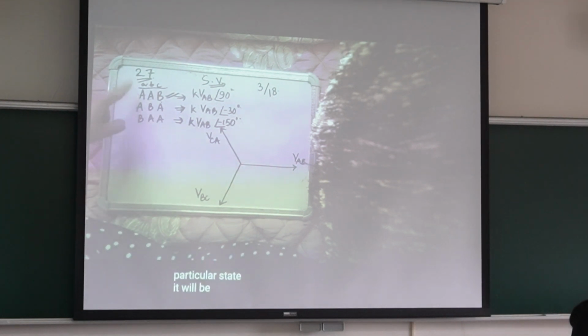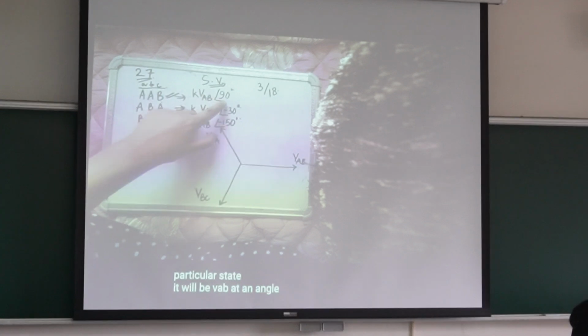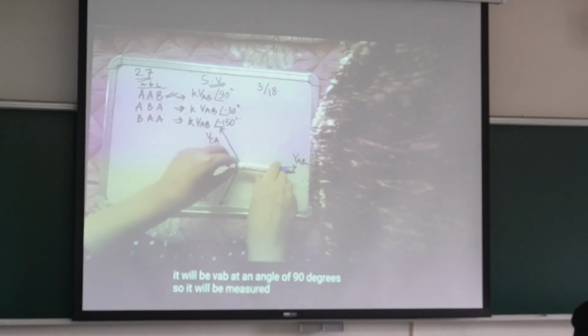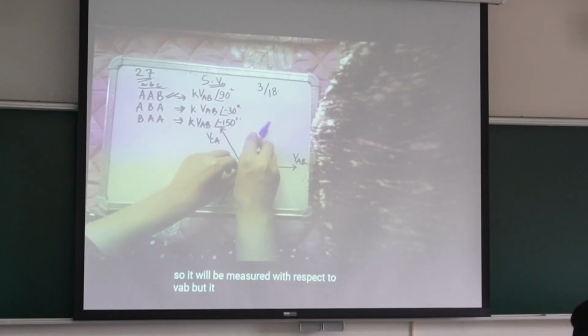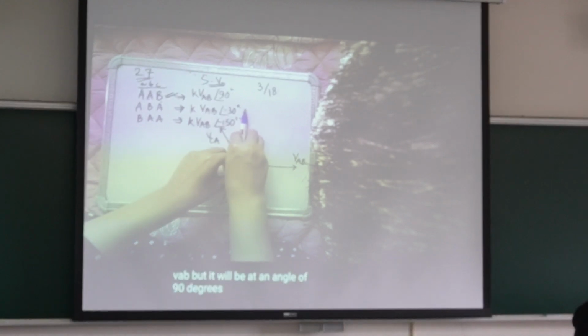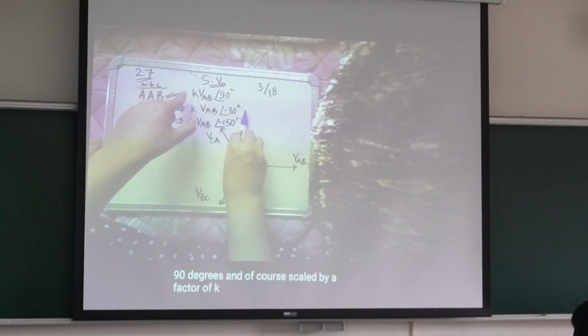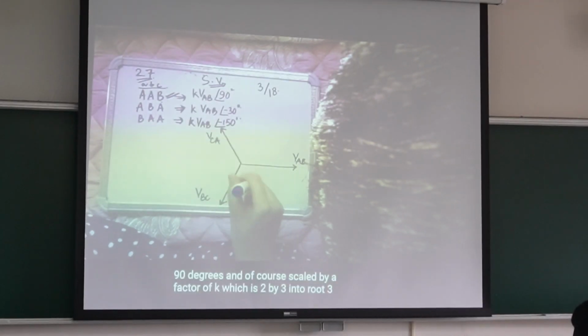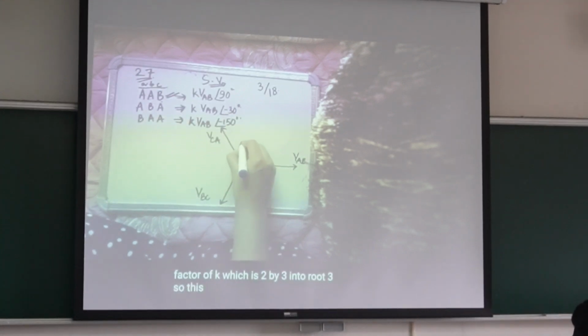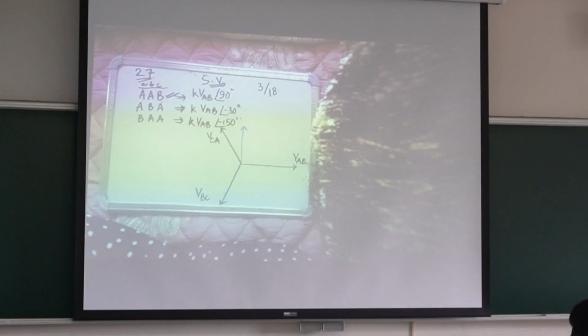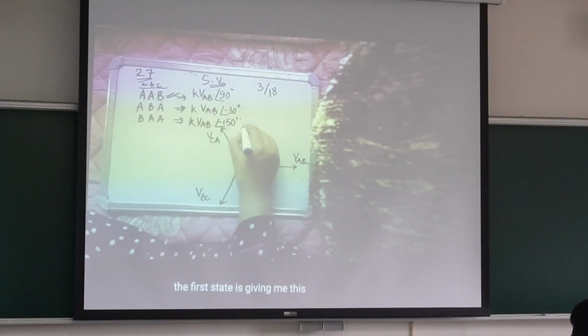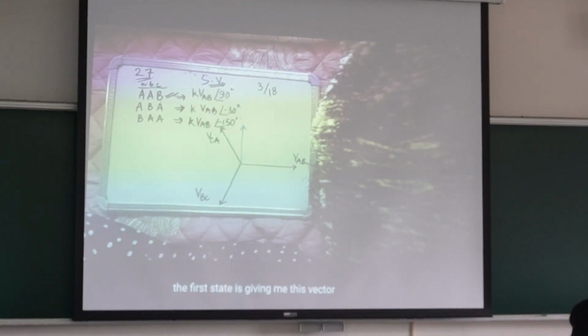And if I'm trying to construct the space vector diagram of the output phase voltages for this particular state, it will be VAB at an angle of 90 degrees. So it will be measured with respect to VAB, but it will be at an angle of 90 degrees, and of course scaled by a factor of K, which is 2 by 3 into root 3. So this is the first one. The first state is giving me this vector.